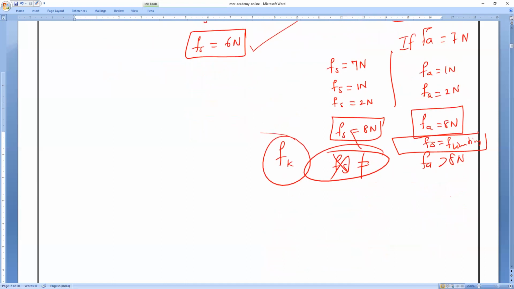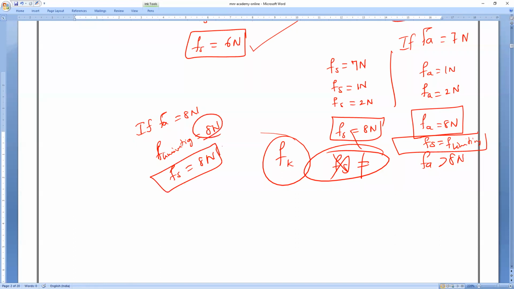Can I repeat once again? See, listen. If F applied is equal to 8 newtons, by that time F limiting is also how much? 8 newtons. And F static is also how much? 8 newtons. That is the maximum static force. That is the reason we say static force is a what force? Variable force.